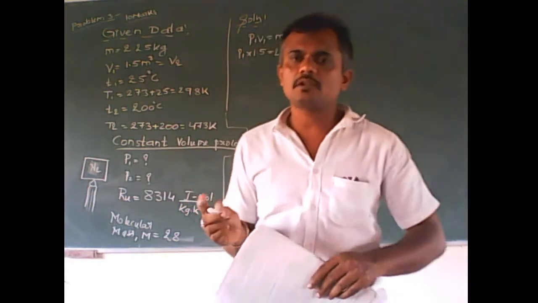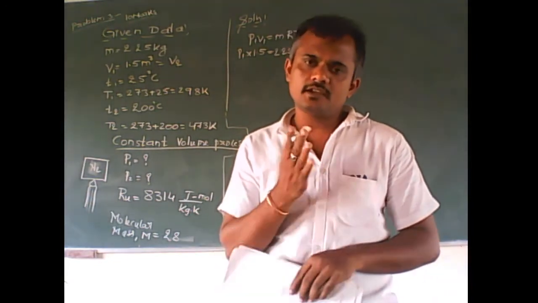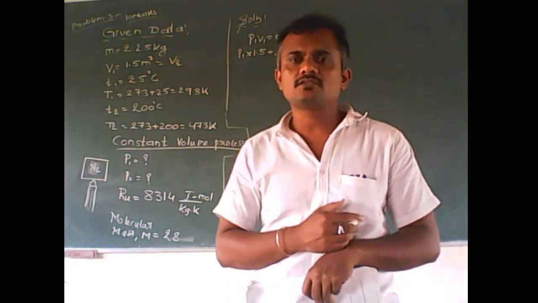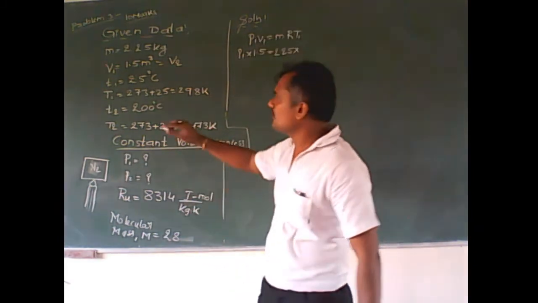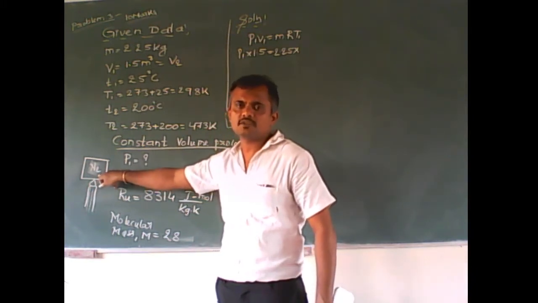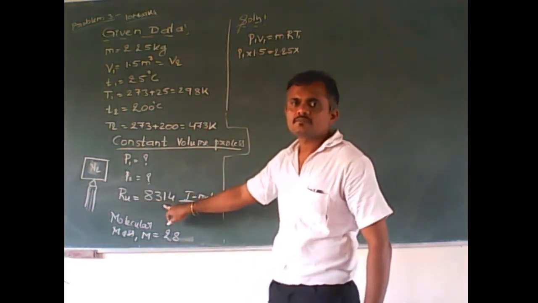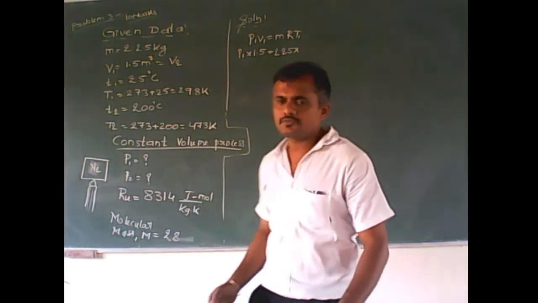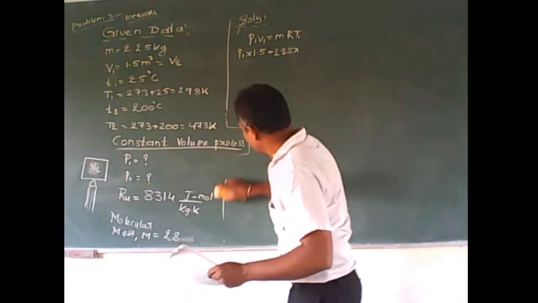You remember in the previous problem, air was the substance, and if the R value of air is not given, we have to take it as 287 joules per kg Kelvin. Whereas here, what kind of gas is used? It's not air. Therefore, the R value is not 287 joules per kg Kelvin. Instead, the universal gas constant RU, 8314, is given along with the molecular mass. With the help of these two, we can get the value of R.